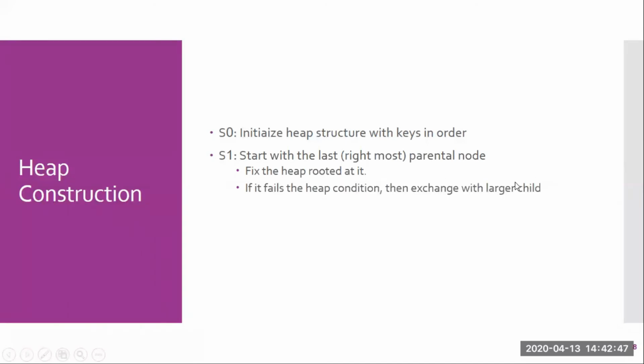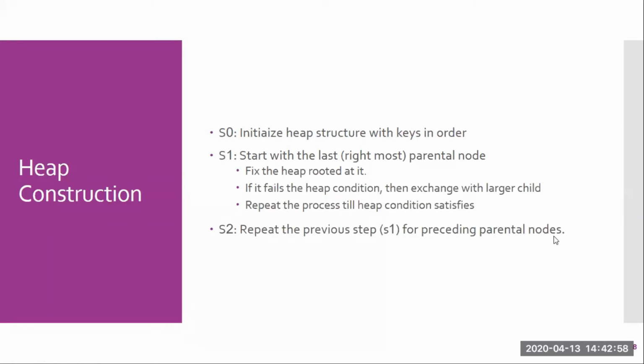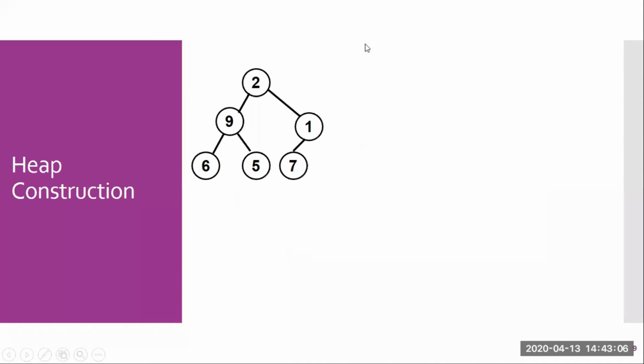If it fails the heap condition, then exchange the larger child with the root node. We will see how this works, and we repeat this process till the heap condition is completely satisfied. Now once this step is over, you repeat the previous step for the preceding parental node. So we do that for all the nodes.